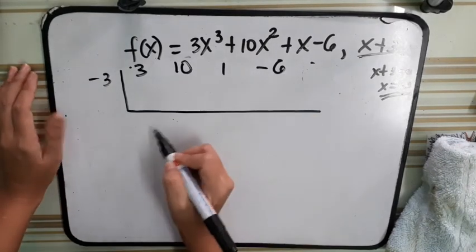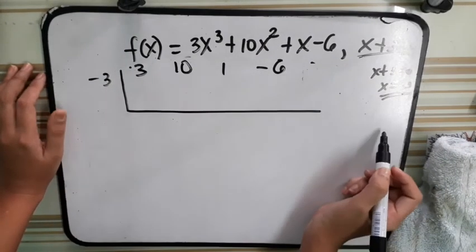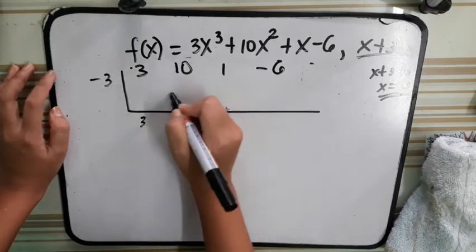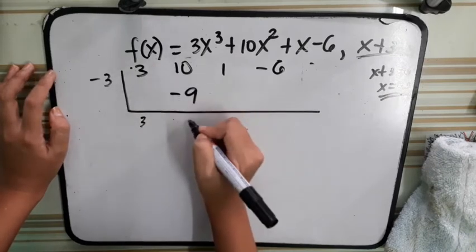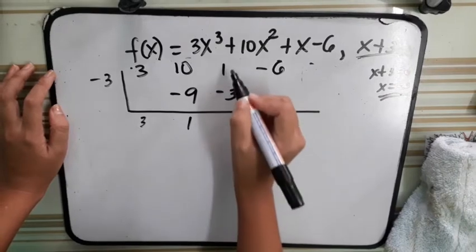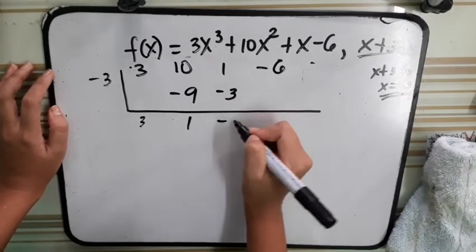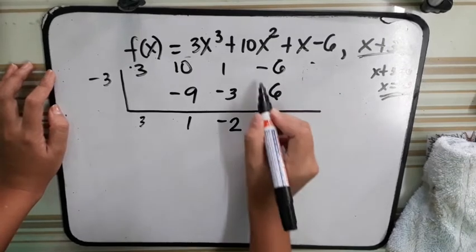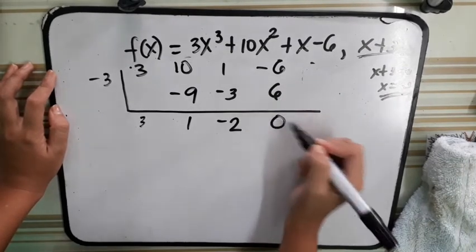Afterwards, let's proceed with the synthetic division process. Bring down 3. 3 times negative 3 is negative 9. 10 plus negative 9 is 1. 1 times negative 3 is equal to negative 3. 1 plus negative 3 is equal to negative 2. Negative 2 times negative 3 is positive 6. Negative 6 plus 6 is equal to 0.